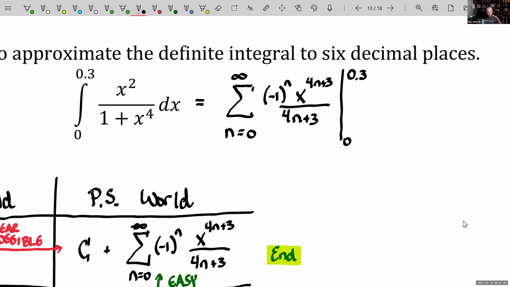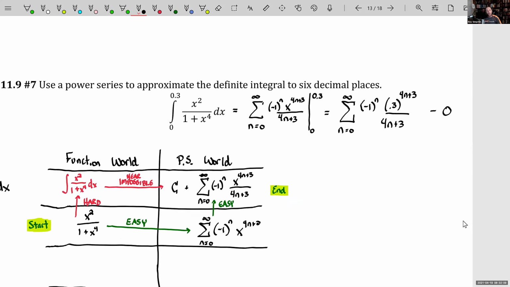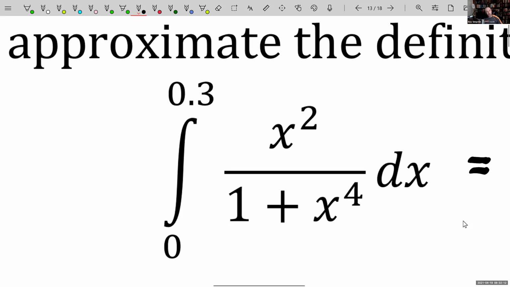If you plug in 0.3 and you plug in 0, you will get the following. This is going to be the summation n equals 0 to infinity of negative 1 to the nth, 0.3 to the 4n plus 3 over 4n plus 3, minus, if you plug 0 in, it's just going to be 0. Right? If you plug 0 into this power series, you'll just add up a bunch of zeros. So that's okay. Well, great. We found what this definite integral will turn into.